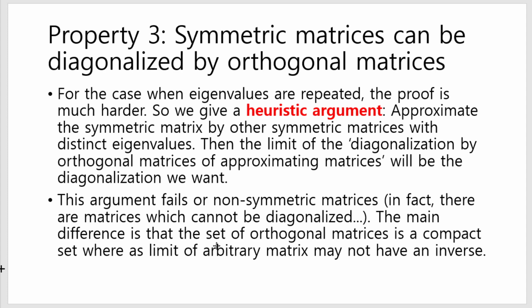And the answer is that if you have matrices that satisfy the orthogonal matrices, these matrices form something called a compact set. And if you have a limit point in a compact set, it still is inside there, so it's still invertible. But if you just have any invertible matrix P, then the space of matrices which are invertible is not compact. So if you take the limit of it, you might end up with something that's not invertible.